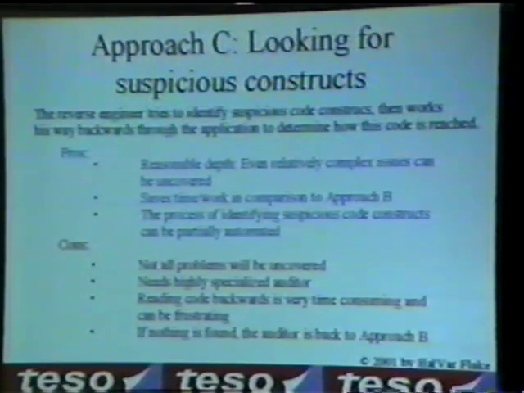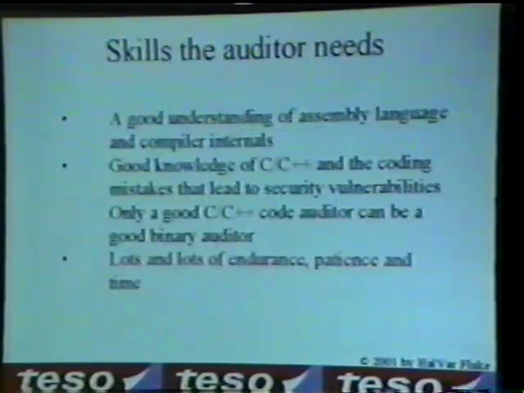So it can be frustrating. And if you don't find anything, you still have to read the entire application. So the skills the auditor needs are, first off, a good understanding of assembly language and compiler internals, and probably executable structure is important as well. You need assembly language for reading this stuff, and compiler internals for recognizing how a particular compiler does a particular thing in order to identify what's suspicious.